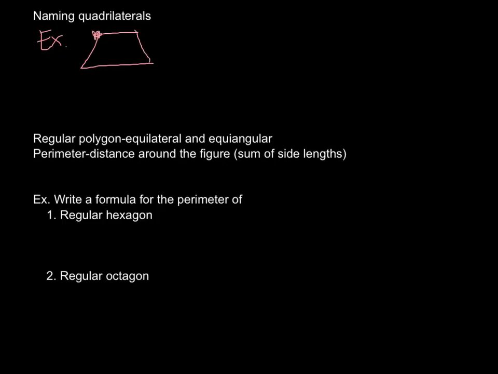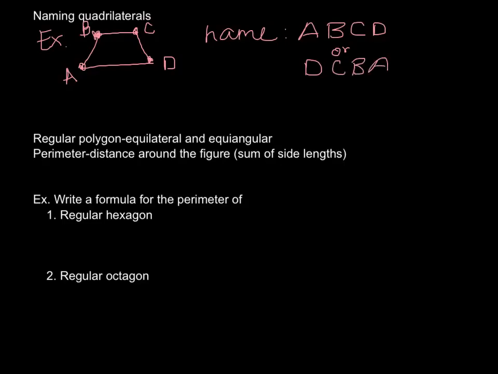Okay, we have a point here, which is point B. We have a point here, which is point C. Point here, which is D. And we'll come back to our little friend, the A. So how I would name it, I would name it capital A, capital B, C, or D. Or I would name it D, C, B, A. I would not do A, C, B, D.